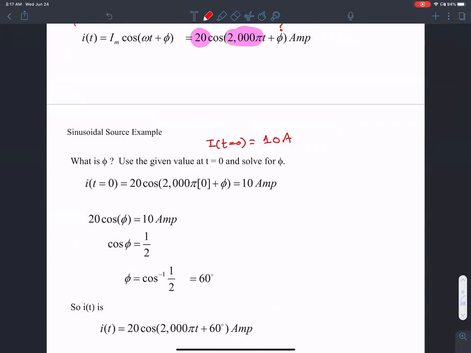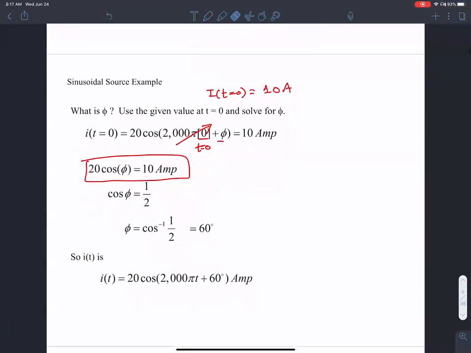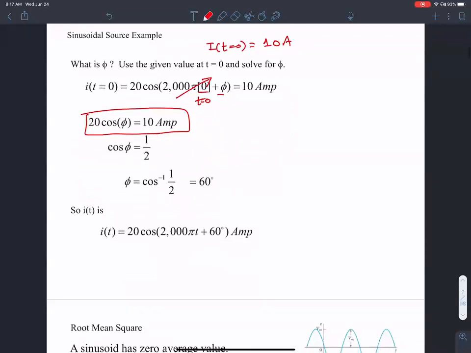So I could use that relationship. I could plug in t equals 0, so all of this goes away. 20 cos phi comes out to be 10 amperes. I'm left with 20 times cos phi, meaning that cos phi is 1/2 and phi is cosine inverse of 1/2, which is 60 degrees. So that gives me the value for phi.